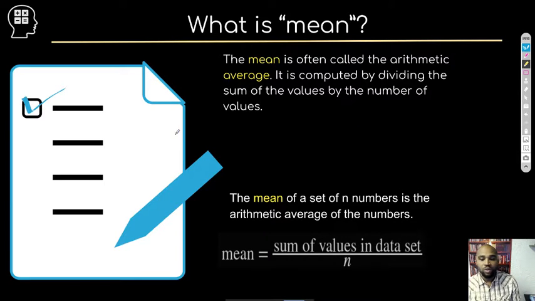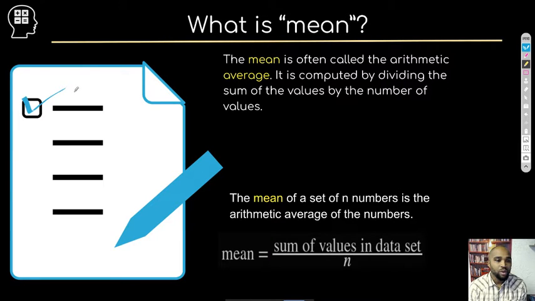Likely you'll see this as a student with grades, because you'll take an average of your grades. So how is it computed? It's computed by dividing the sum of the values by the number of values. We'll look at that now.